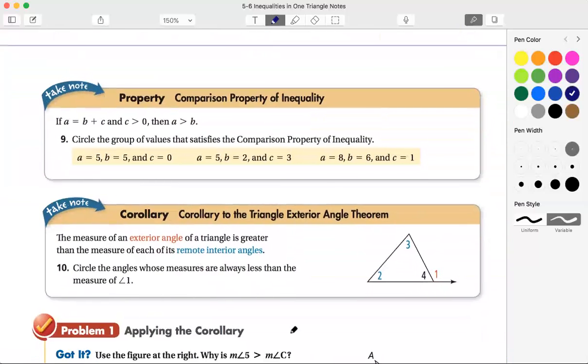All right, the comparison property of inequality. If I know A equals B plus C and I know C is greater than 0, then A must be greater than B. Circle the group of values that satisfies this comparison property of inequality. Well, this satisfies that. You can try it out. A corollary to the triangle exterior angle theorem: the measure of an exterior angle of a triangle is greater than the measure of each of its remote interior angles. So if this equals the sum of those, this must be greater than the individual ones. Circle the angles whose measures are always less than the measure of angle 1, 3, and 2.